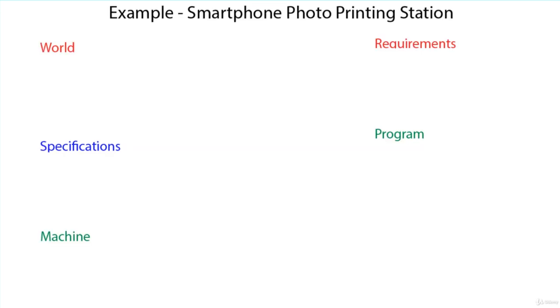So let's go over a little bit of an example here. What we have is a smartphone photo printing station. We've seen these at Walmart. If you haven't seen them, I'll describe it a little bit. It's basically like an ATM, except a little bit different. You have this machine here, and you can go up and either insert a USB drive into a little port, or you can connect via Bluetooth with your smartphone. Basically, what you do is transfer photos onto the machine.